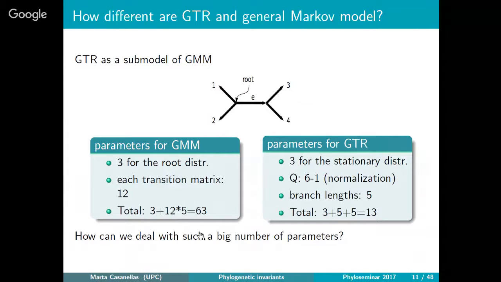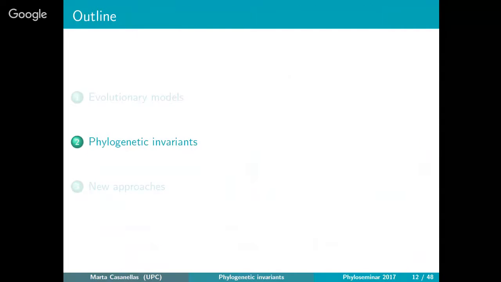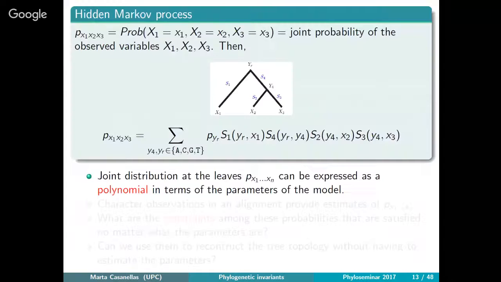The problem is, how can we deal with such a big number of parameters? We really don't want to estimate them. It's going to lead to bad estimates of the parameters. And here is where phylogenetic invariants come in.